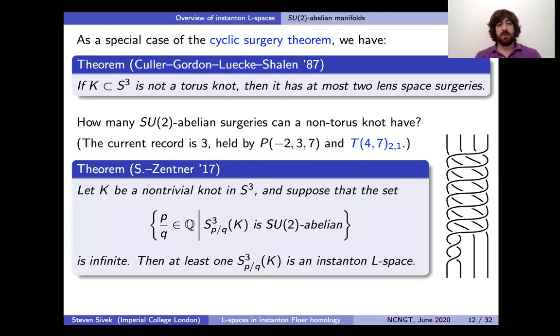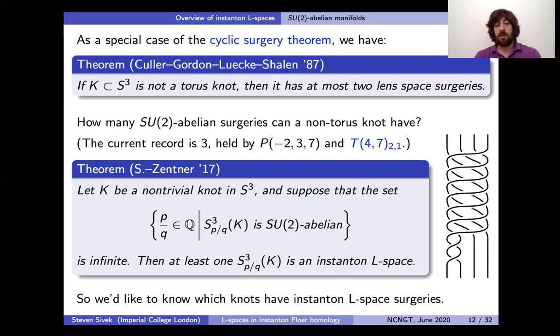So a couple years ago, Raphael Zentner and I proved that if you have a non-trivial knot in S3 with infinitely many SU2 abelian surgeries, then it's possible that these are SU2 abelian, but pi1 isn't cyclically finite. We can't rule that out, but actually we know that at least one of these infinitely many has to be an instanton L-space. So suddenly it's interesting to say, what are the knots that have instanton L-space surgeries? Because they'll tell us something about questions like this.